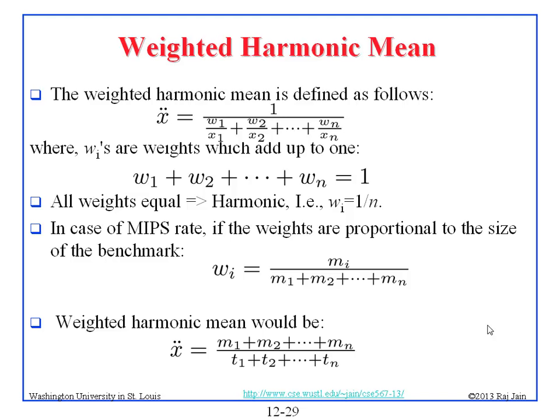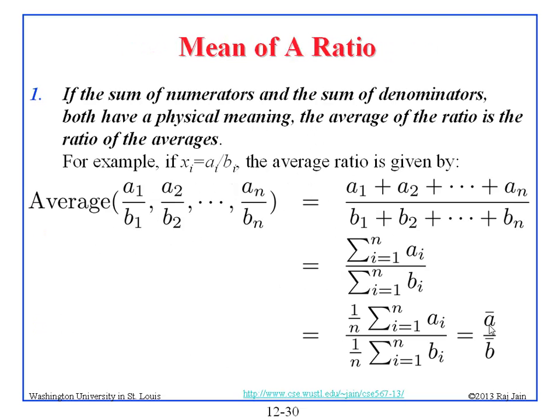And so then you would get, similar to what we did before, the sum of all the instructions divided by the sum of all the times. So now let's go to the ratios. If you have the ratio A1 upon B1, A2 upon B2, and all the bases are different, the question is, what is the right way to do it?